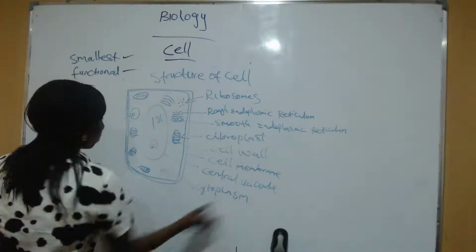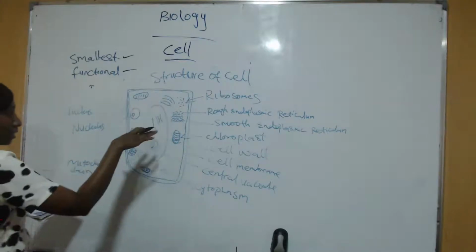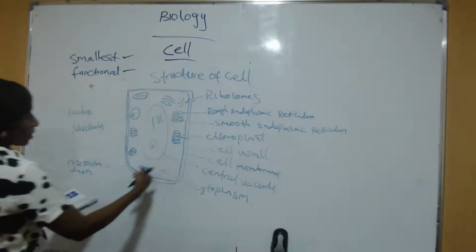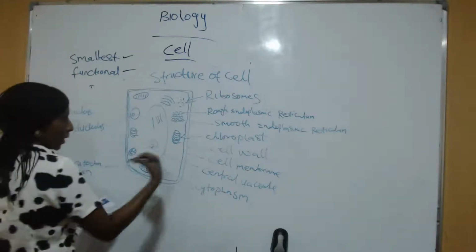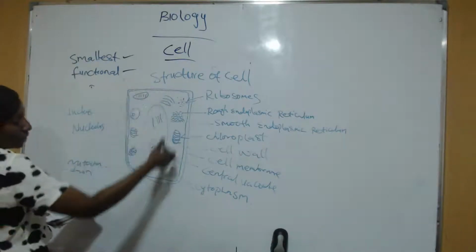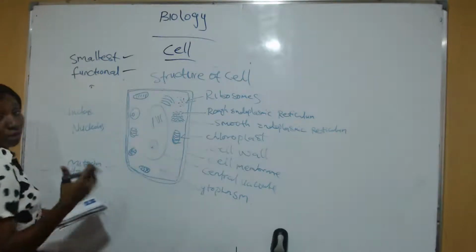Then you have the cytoplasm. Now this is the internal body of the cell. It is in the form of water. In the cytoplasm is where you find all the other cell organelles existing. The internal structure of the cell is the cytoplasm. It is in liquid form, made more of water.